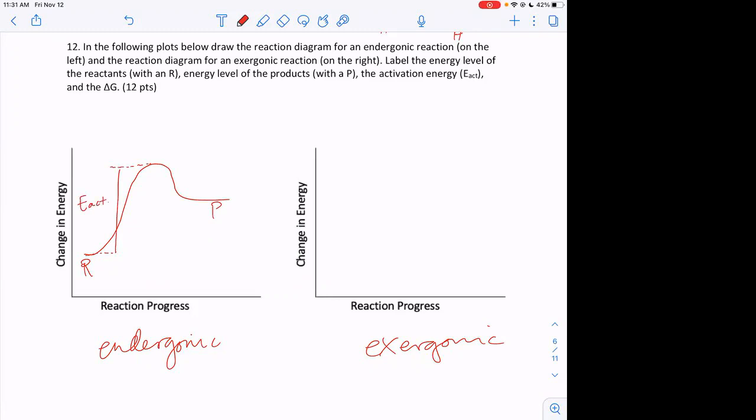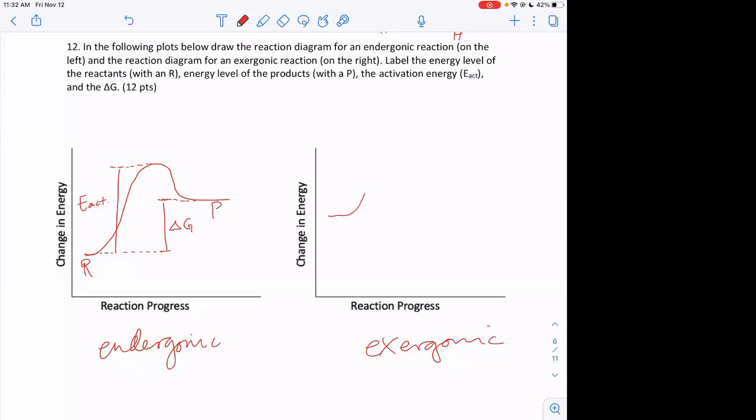Then the delta G was the difference between your reactants and your products. So I need to see this distance labeled as delta G. Okay, so that's a positive delta G. You're increasing in energy as you go from reactants to products, so the reaction's absorbing energy overall.